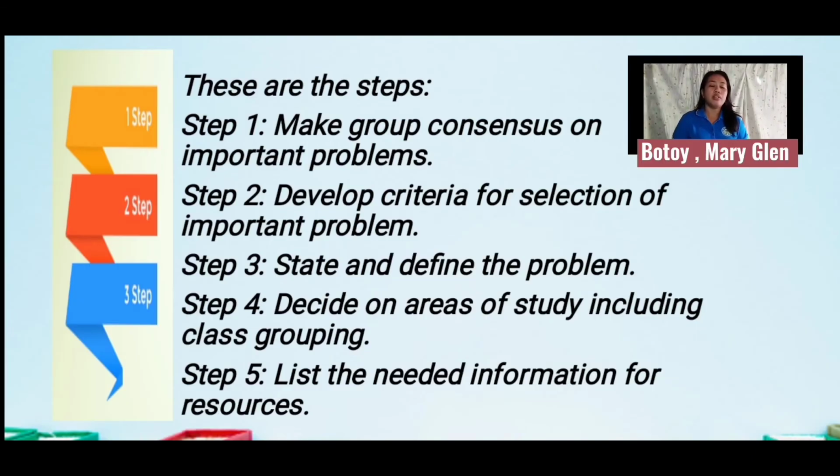So now I would like to discuss the steps on how to use the common problem curriculum. Step 1, make the group conscious of important problems.